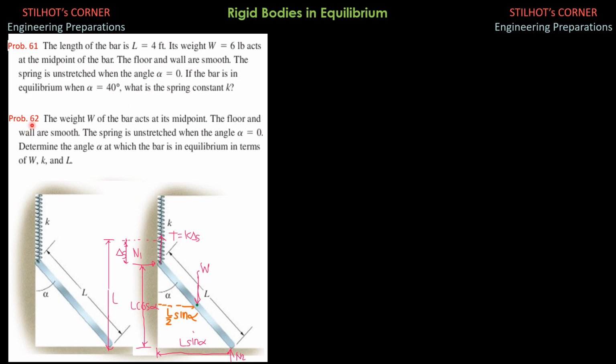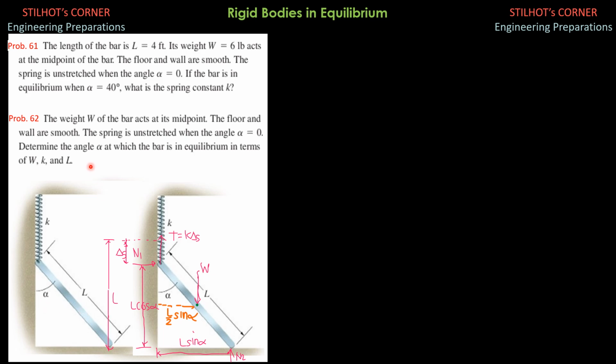Then in problem 62, the weight W of the bar acts at its midpoint. The floor and the wall are smooth. So this floor and this wall here, smooth. The spring is unstretched when the angle alpha is 0 degrees. So that is when this bar is vertical, alpha is 0, and the length or the height of this bar when standing in vertical position is L.